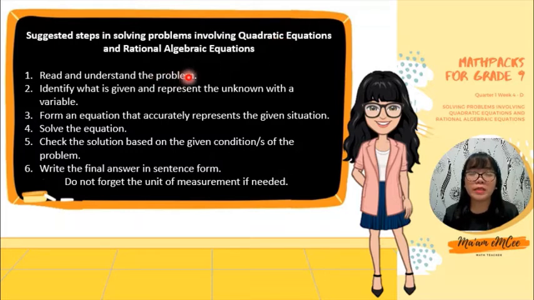So again, the first step is to read and understand the problem, and then identify what is given and represent the known with a variable. Form an equation that accurately represents the given situation, then solve the equation. Check the solution based on the given condition or conditions of the problem. And lastly, write the final answer in sentence form. Do not forget the unit of measurement if needed.